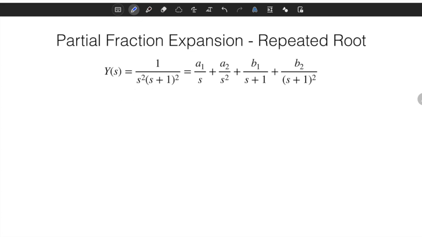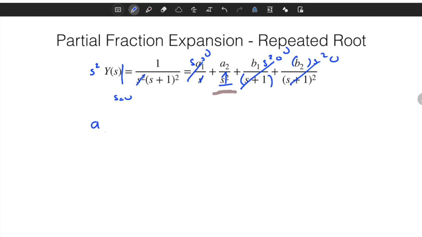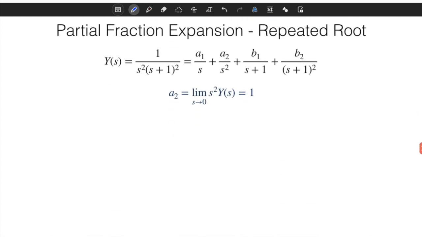Okay, let's try something else. Instead of multiplying by s, let's multiply with s to the power 2. This is s squared. Now if I replace s with 0, this is 0, this is 0, this is 0. As you can see, I isolated A2. So I can compute A2 very easily using this expression: limit s goes to 0 of s squared times Y(s). That's great. I computed A2, and it is equal to 1, because I multiply with s squared, 1 over s plus 2, 1 over (s plus 1) squared, so s equal to 0, it's equal to 1.